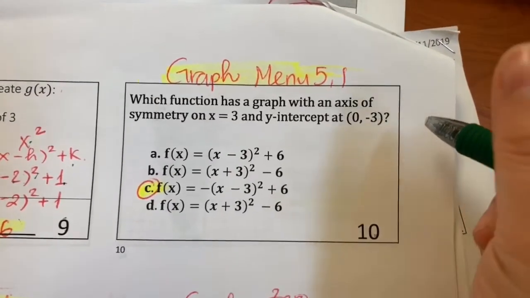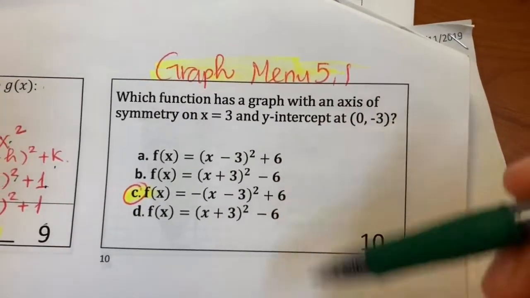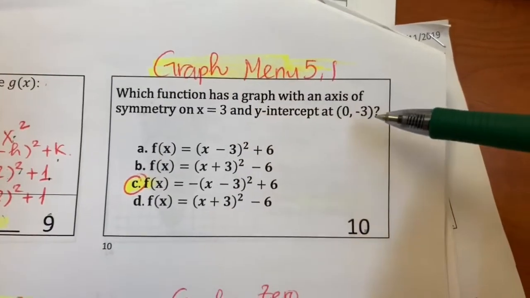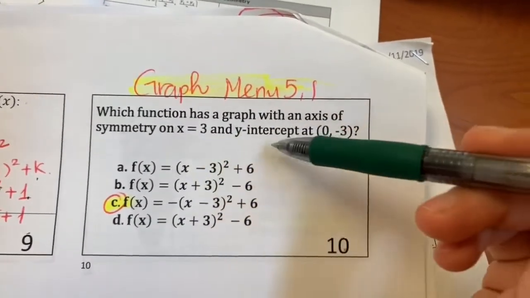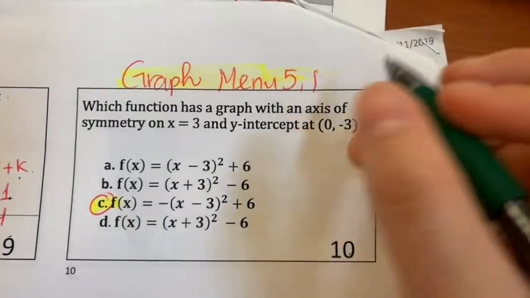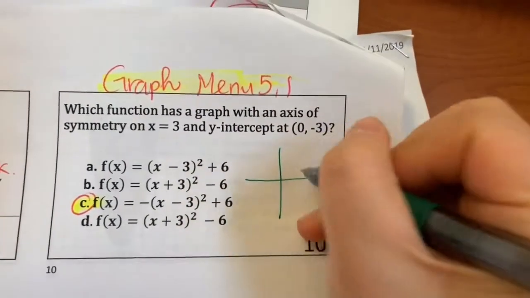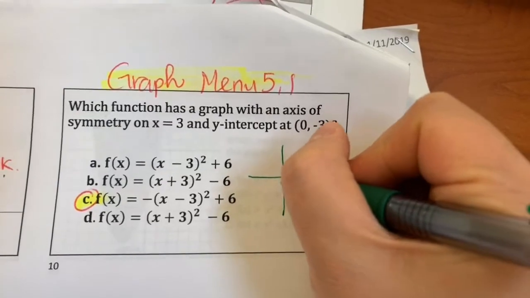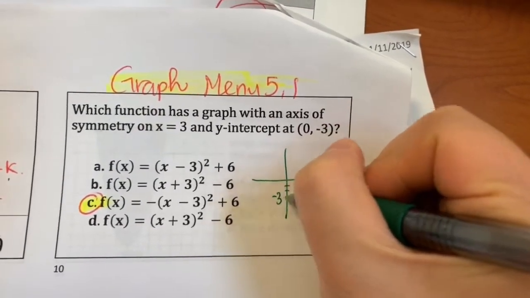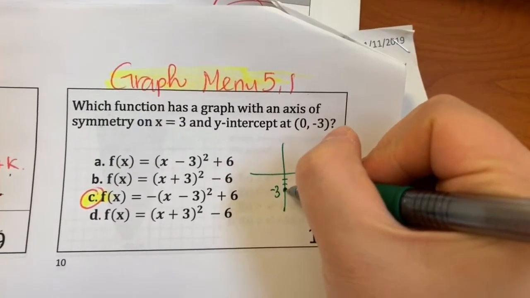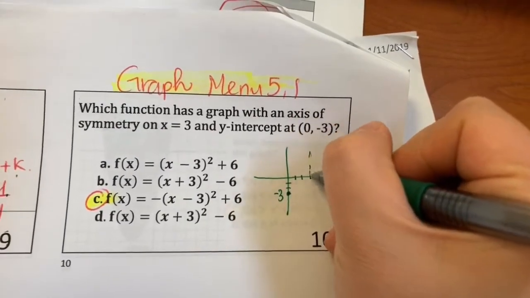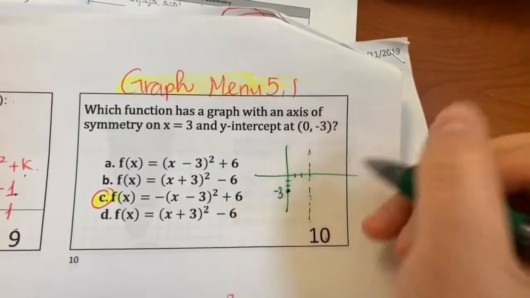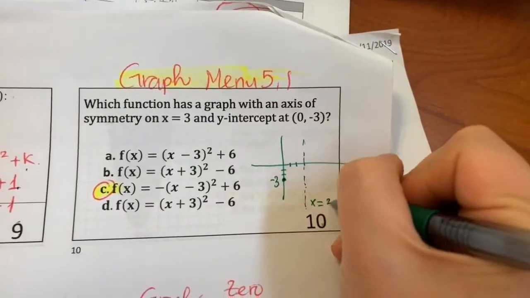Alright, so let's talk about the problem when they give you which function has a graph with axis of symmetry x equals 3 and y-intercept at (0, -3). So it's going to look similar to this. 1, 2, 3, this is -3, the y-intercept. And then the axis of symmetry is 1, 2, 3. That means the line in the middle crossing the vertex is x equals 3.